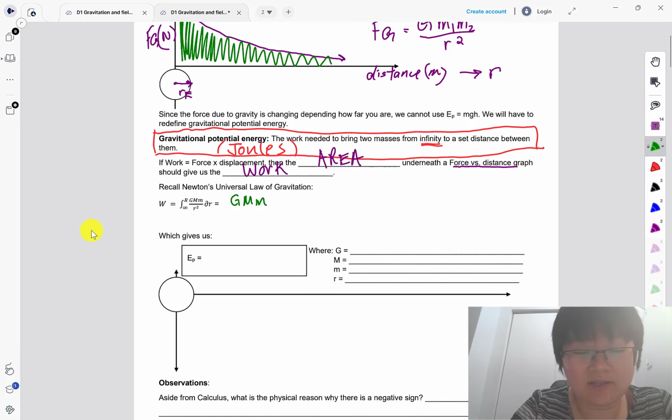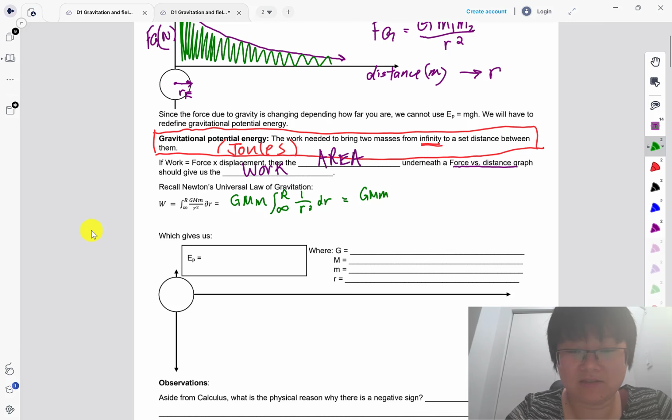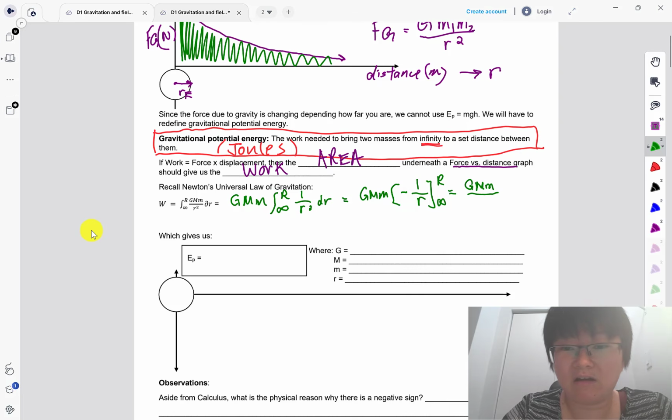Okay, so it would look like this because they are constants, and therefore we are now left with 1 over r squared. To find the antiderivative of 1 over r squared, and this is something you get better at with continual practice, you tend to start to memorize these things. It is negative 1 over r. And of course, the boundaries are still going to be from integrating from infinity to distance r apart. We do big G, big M, small m, and then our final is going to be r.